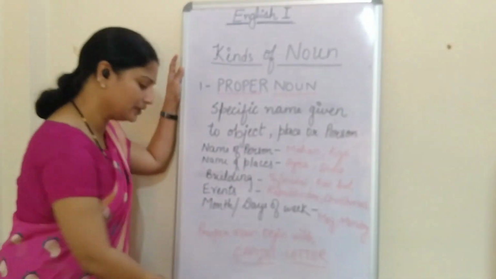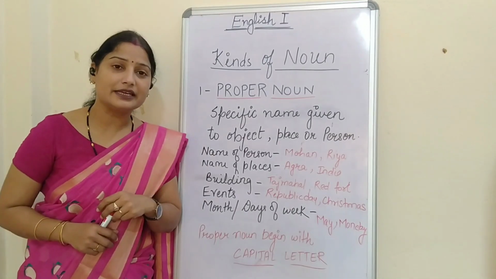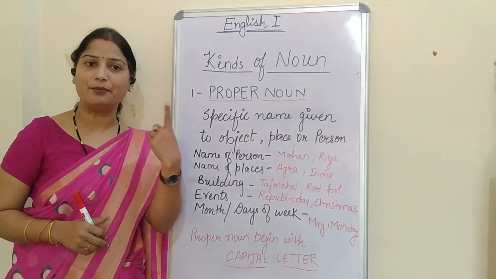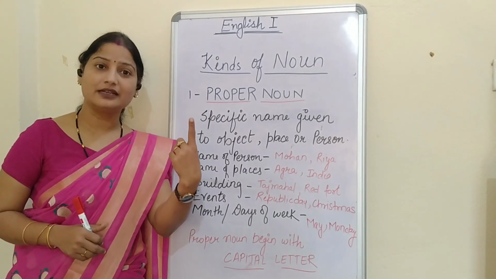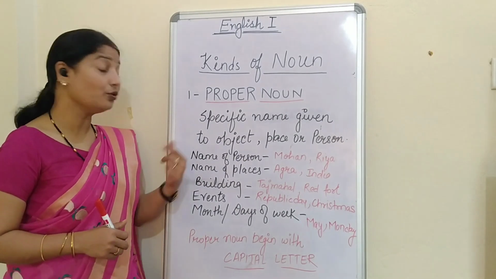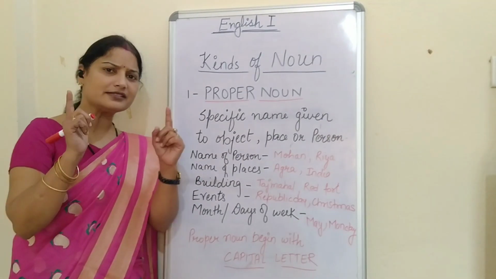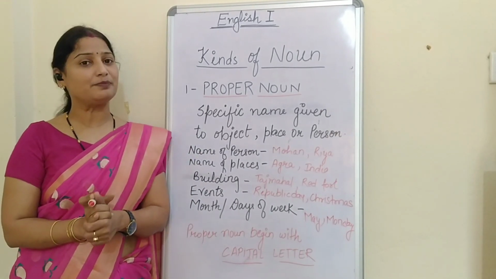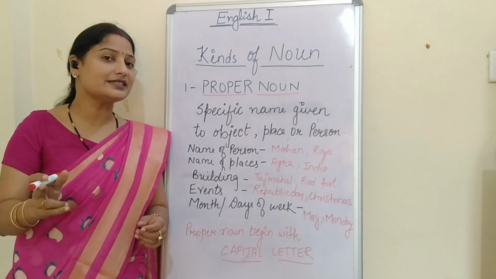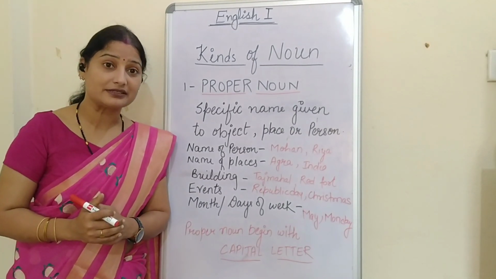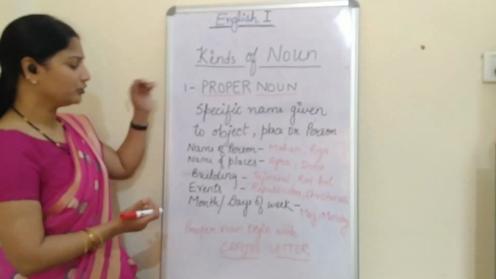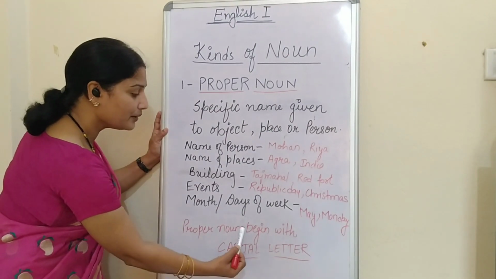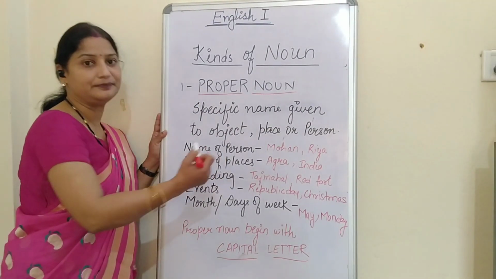Now let us see one example. The Eiffel Tower is in Paris. We have two specific nouns here. Number one is Eiffel Tower. It is the name of a monument. And number two is Paris. Now this is a complete sentence with proper nouns. Here we are talking about a specific monument that is located in a specific city, that is Paris. So this is all about the proper noun. One more point to be noted, that is, proper noun begins with a capital letter.